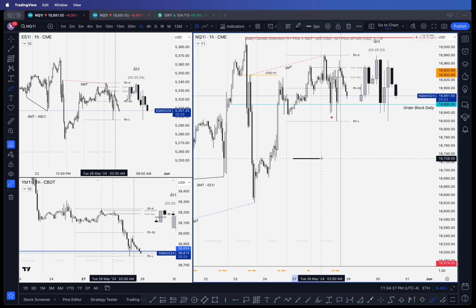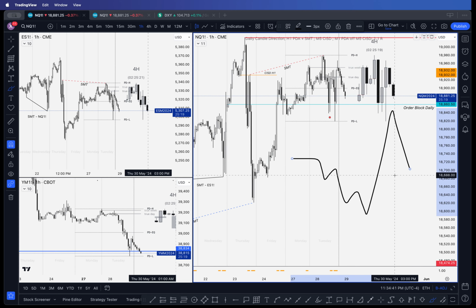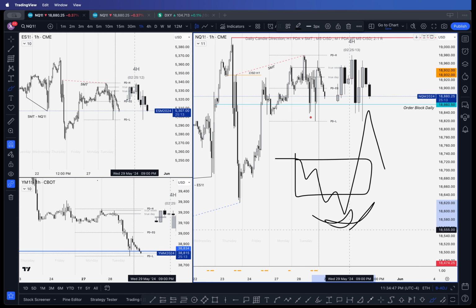Another way is going to be open, low, high, close, which will require you to fade this imbalance because you'll have to expect that the draw on liquidity has been met and offered before the New York session.